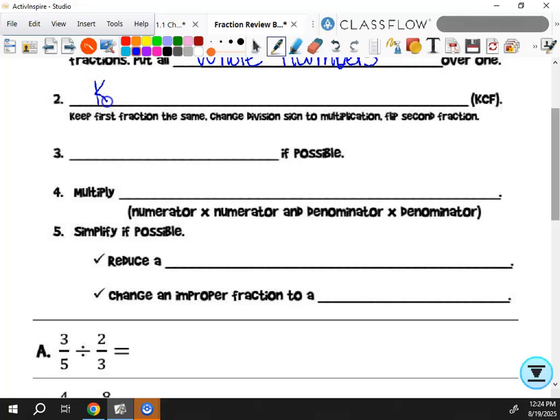And so let's see. Keep, change, flip. Now, I would say about 100% of students can usually tell me that, but only about 80% actually do it right. Just because you can say that doesn't mean you're keeping, changing, or flipping the right things. So we got to make sure we know the right things. So you keep the first fraction, change the division sign to multiplication, and flip the second one, which is the reciprocal.